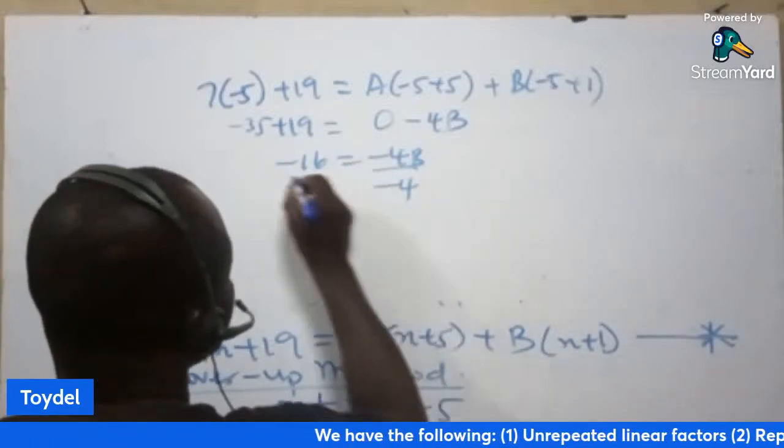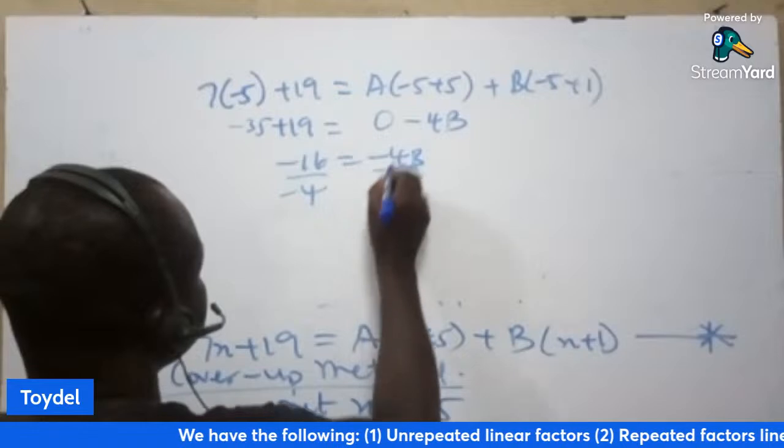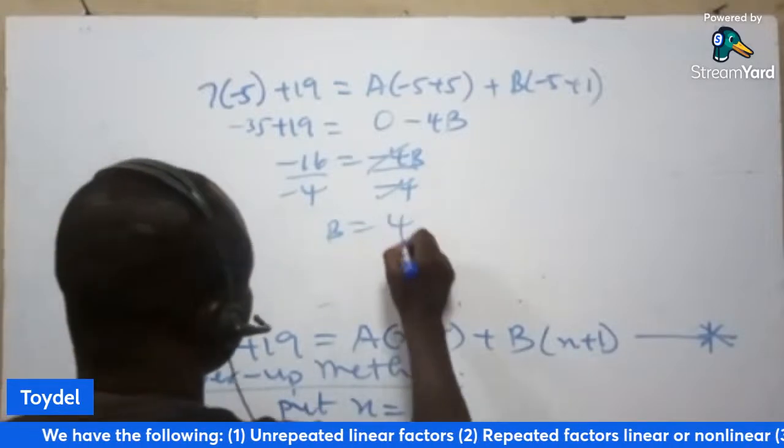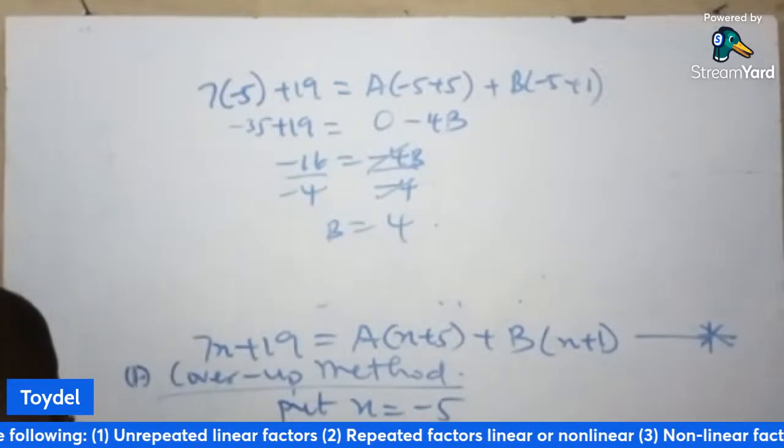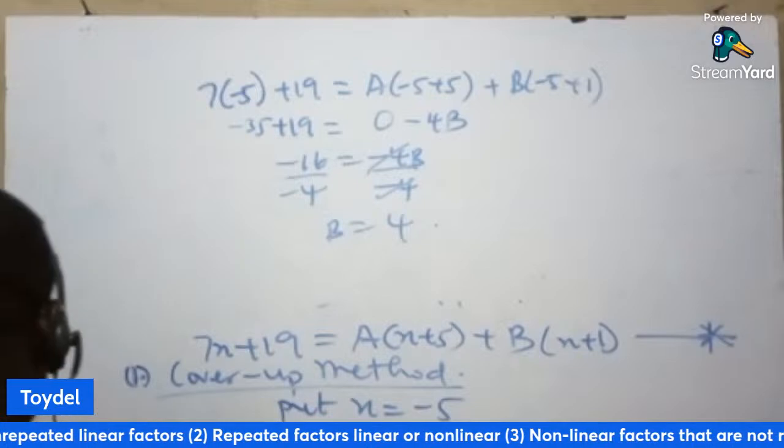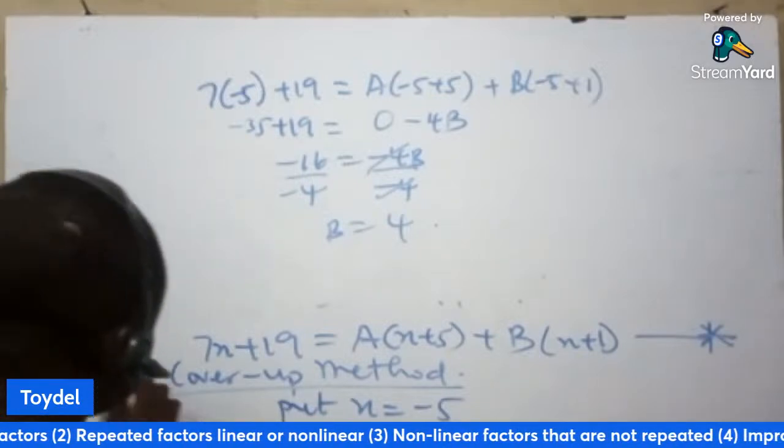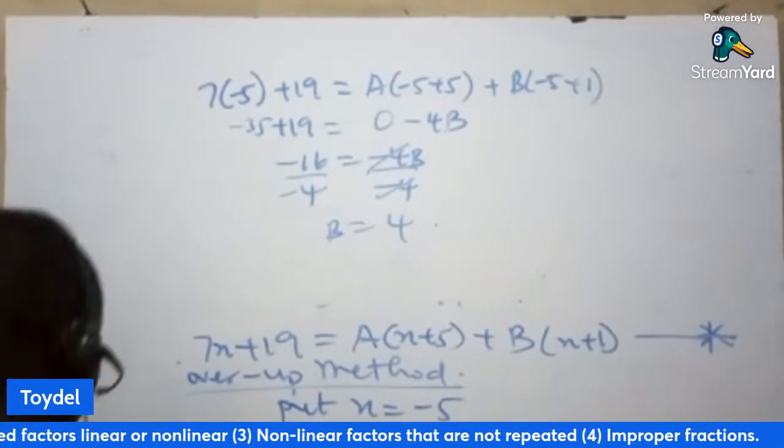Let's divide through by minus 4. This will take care of this. Therefore, b will be equal to 4. So we have been able to eliminate a and we have gotten the value of b. So we also look at it again. Look at the second one.